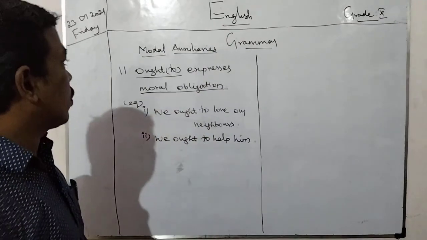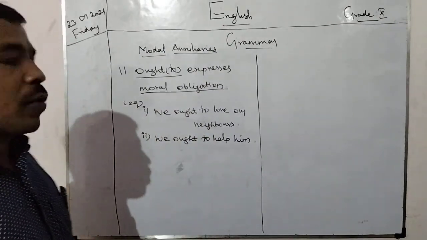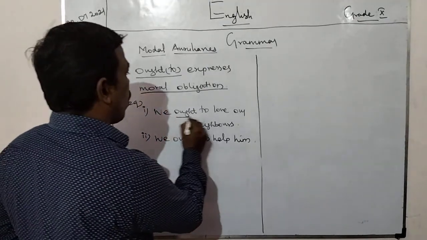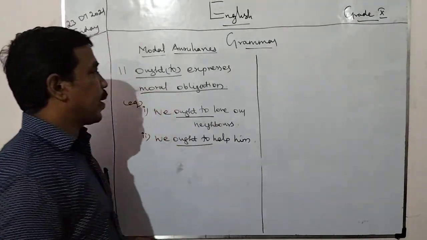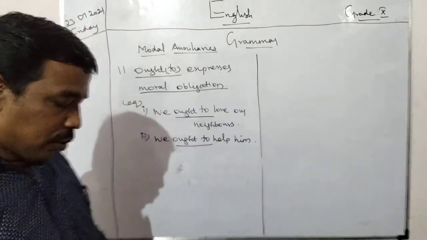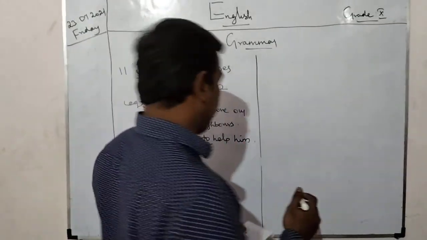Write fast. Ought to expresses moral obligation. We ought to love. If you want to mention this also, you can easily identify. Write neatly. The next one is used to.